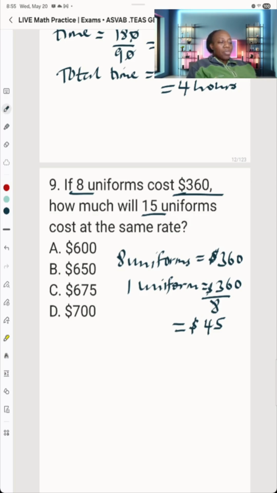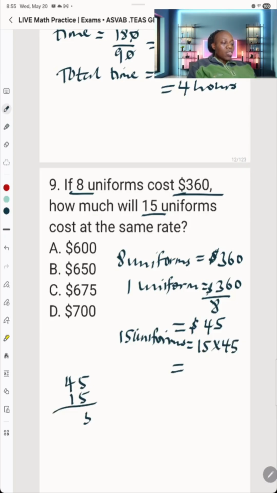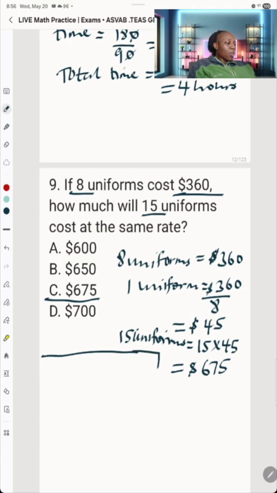times 45. So that's going to be 15 uniforms now. 15 uniforms will now be 15 multiplied by 45. 45 times 15: 5 times 5 is 25, keep 2. 5 times 4, 20, plus 2, 22. Then 1 times 5, 5. Then 4, then 5. That will be 675. So the answer is 675, and that's C. Proportion method.